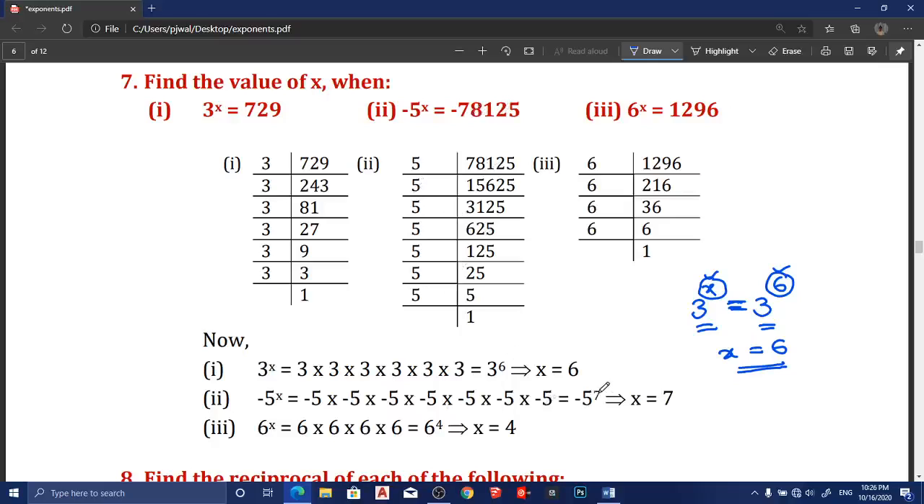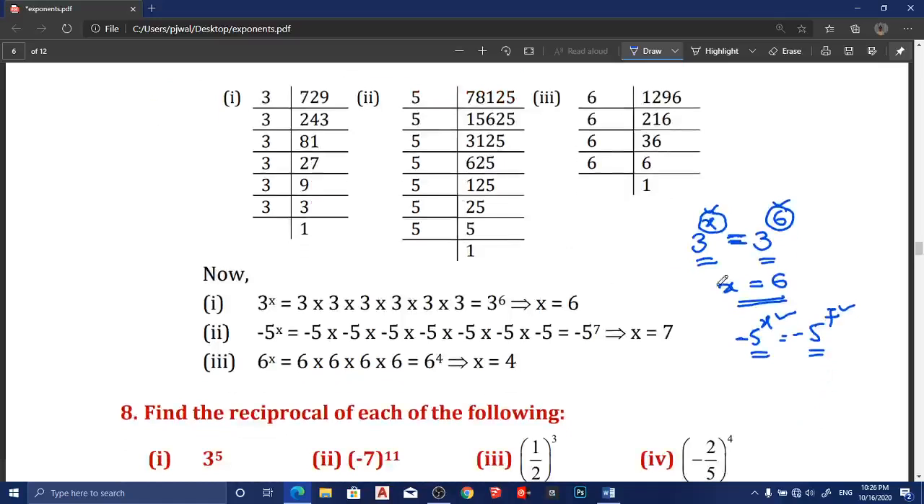Okay, now minus 5 to the power of x is equal to minus 5 to the power of 7, which means here the bases are equal, so you can equate the powers. So this is a rule also in the exponents. If the bases are equal, powers will be equal. And also one more rule is there, if the powers are equal, you can equate the bases also. Okay, you can equate the bases like this. That rule will come maybe in the last, in the laws of exponents. So if the bases are equal, you can equate the powers.